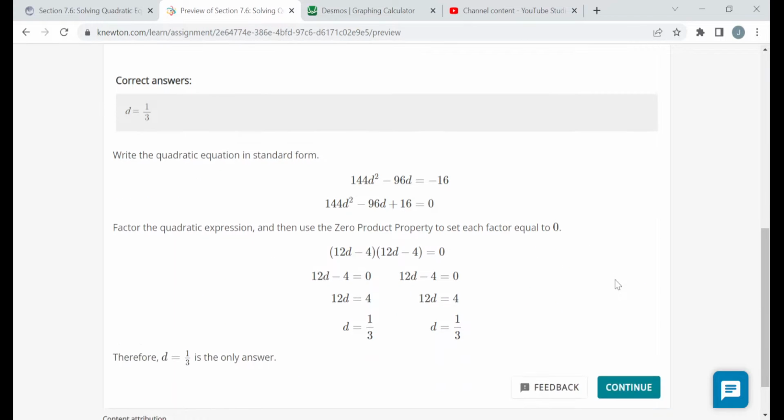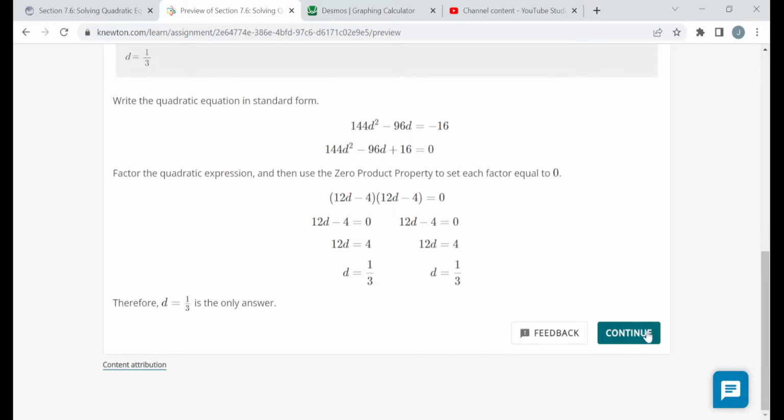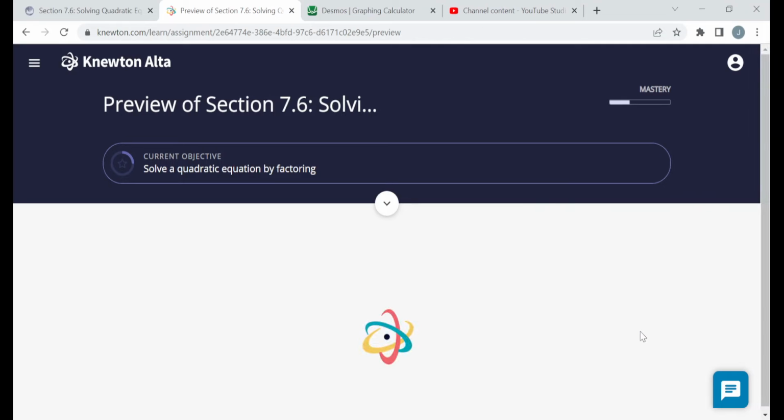Okay, great. Yeah, I see they got the repeated solution. They did it twice. There's no need to write it twice if you have the same factor again.